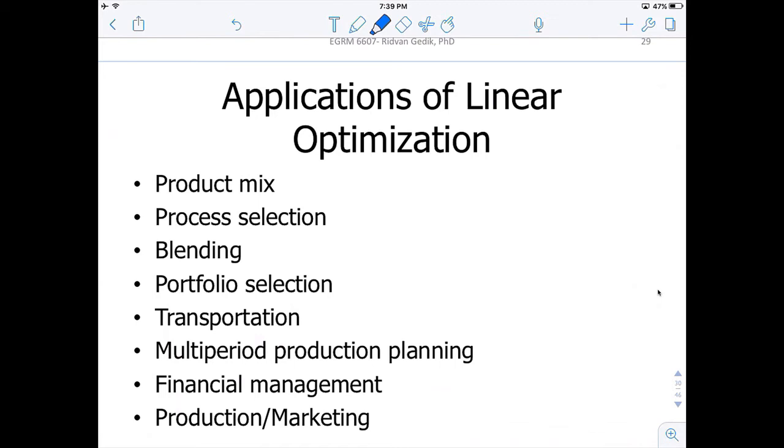So if you fail in any of these steps, especially in the second one, third one, and the fourth one, you always go back to the first step, which is to redefine your decision variables.